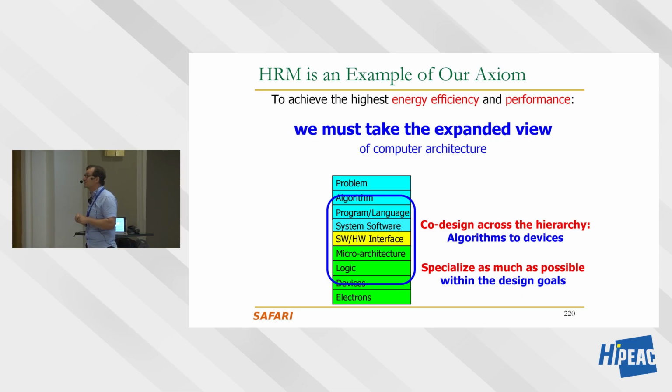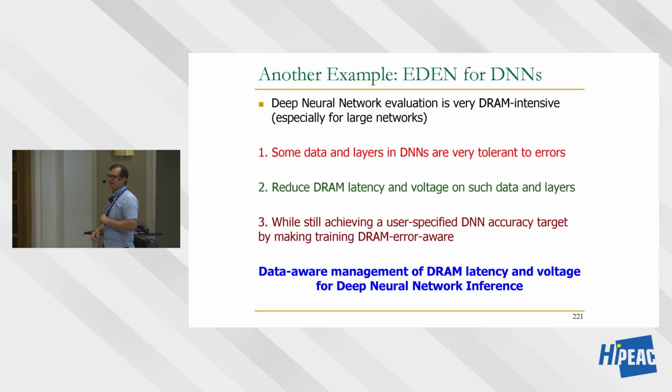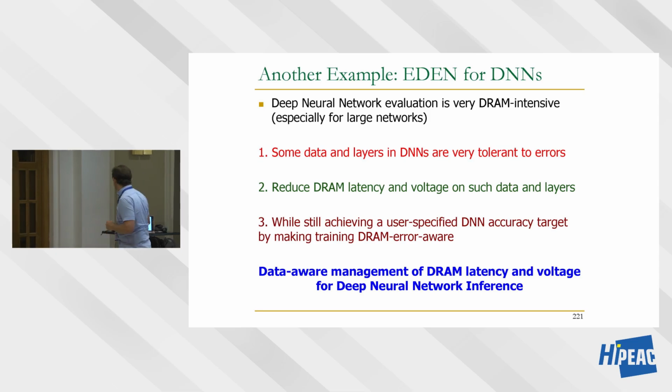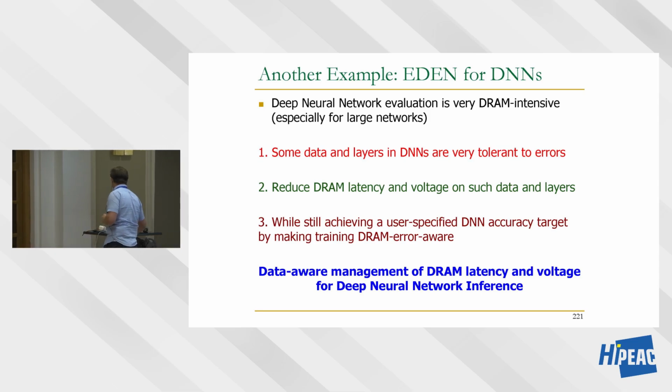Your application should be able to tolerate it. If your application cannot tolerate the quality of service loss, then don't do it. I'm going to give you one application that can tolerate it, which is deep neural networks, right? That's the beauty of some of the neural networks. So we've applied this idea more recently to neural networks. And if you look at deep neural network evaluation, it's very DRAM intensive. A lot of papers show that. This paper that I'm going to show you shows that also, especially for large networks.